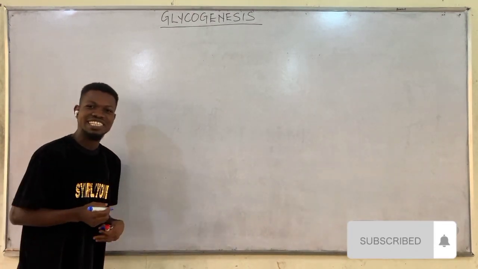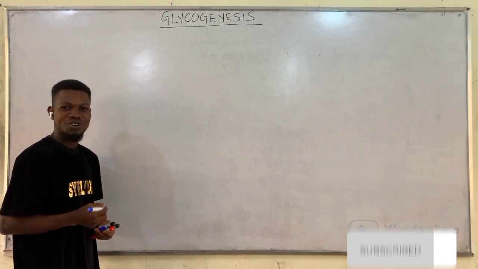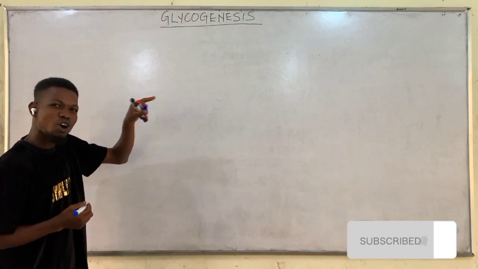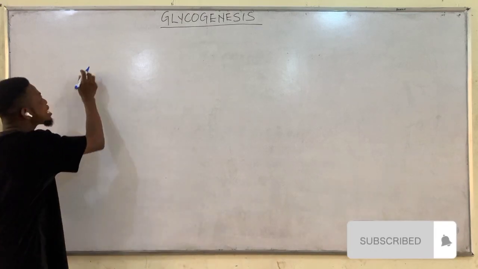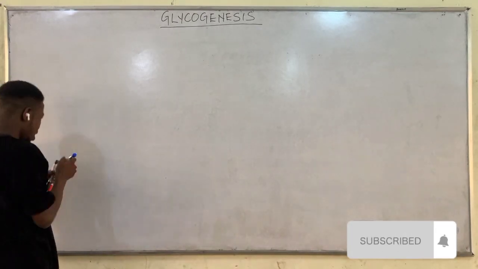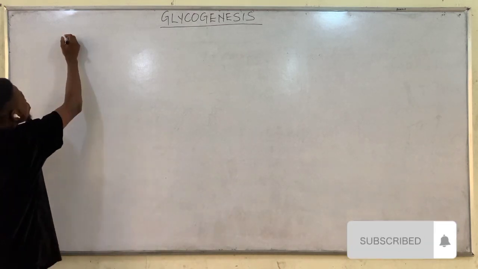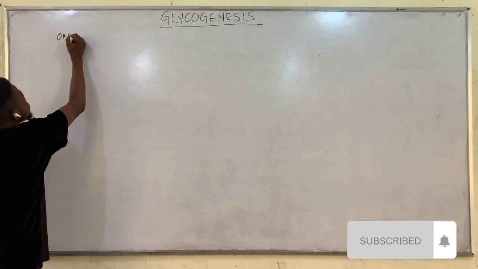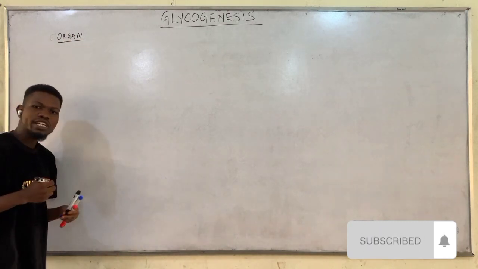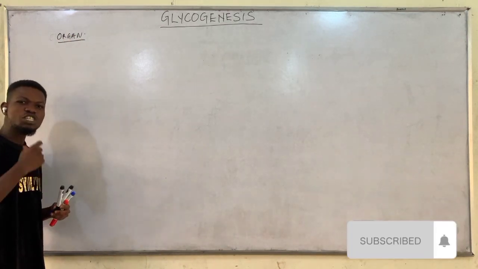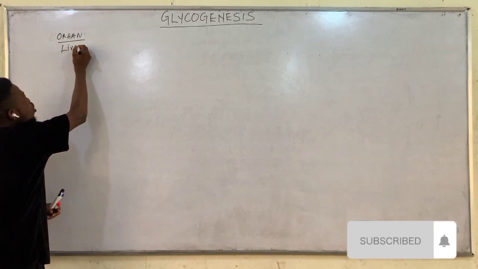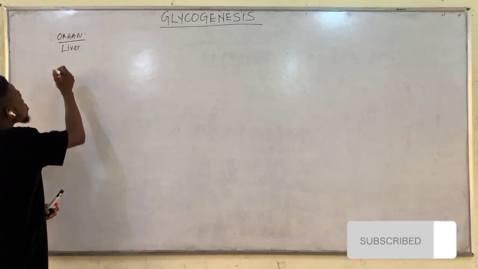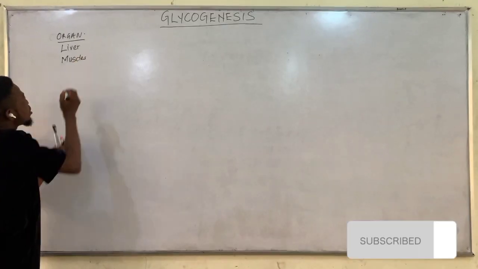In the human body, there are various pathways occurring in different organs. But specifically, when we are talking about glycogenesis, there's a particular organ of the human body where it occurs. Let me start with the organ. In the body, where does glycogenesis occur? Glycogenesis occurs majorly in the liver, in the liver cells, the hepatocytes. It also occurs in the muscles.